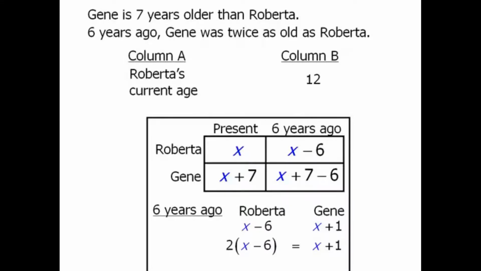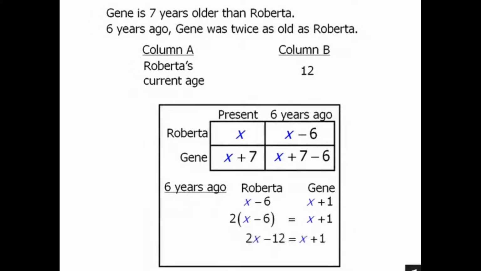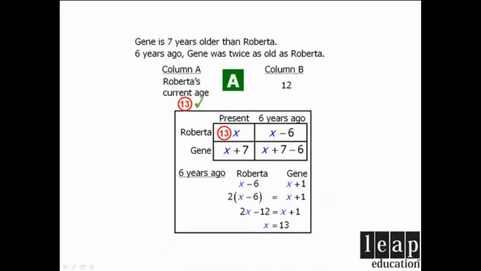From here we can solve for X. First we'll expand the left-hand side, and now we can solve for X to get X equals 13. Now we know that X represents Roberta's present age, so we now know that column A is equal to 13, in which case it is greater than column B, in which case our answer is A.